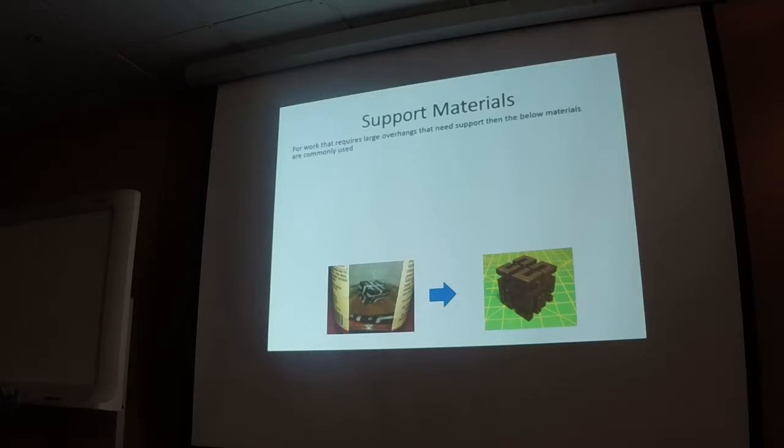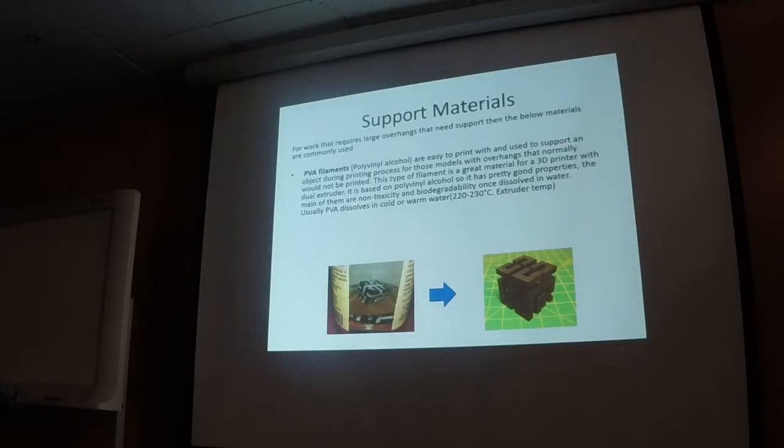Then we have a thing called support materials. So generally we can build an item, so it might have an overhang, or it might be a box, so the top of it's got no support. So what we want to do is support that material, because it can't support itself because of gravity, basically.